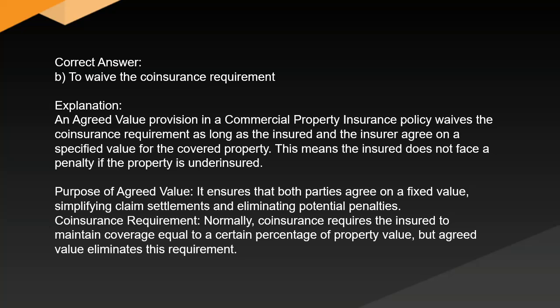Explanation. An agreed value provision in a commercial property insurance policy waives the coinsurance requirement as long as the insured and the insurer agree on a specified value for the covered property. This means the insured does not face a penalty if the property is underinsured. Purpose of agreed value. It ensures that both parties agree on a fixed value, simplifying claim settlements and eliminating potential penalties. Coinsurance requirement. Normally, coinsurance requires the insured to maintain coverage equal to a certain percentage of property value, but agreed value eliminates this requirement.